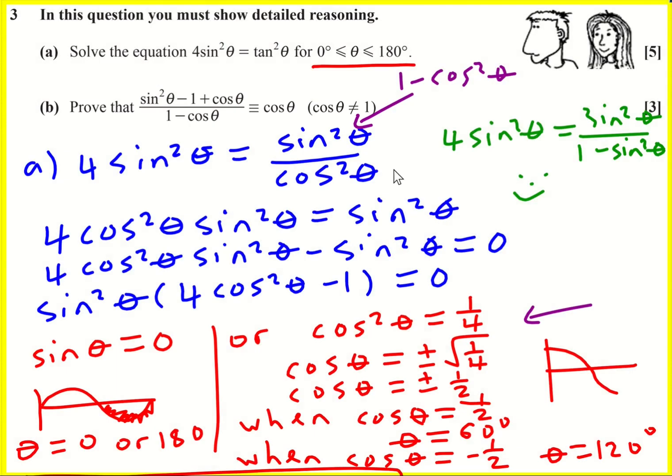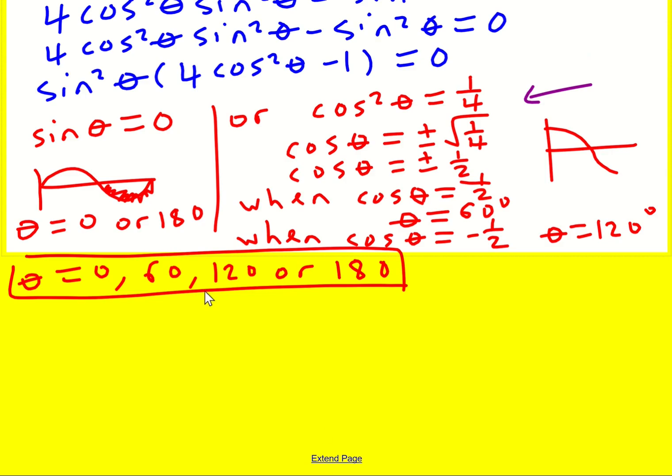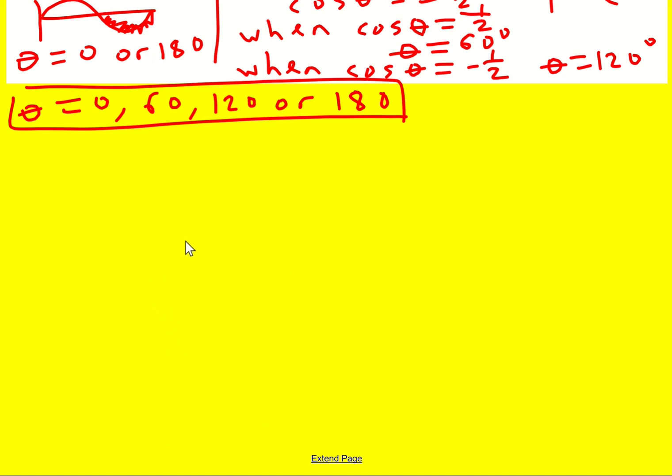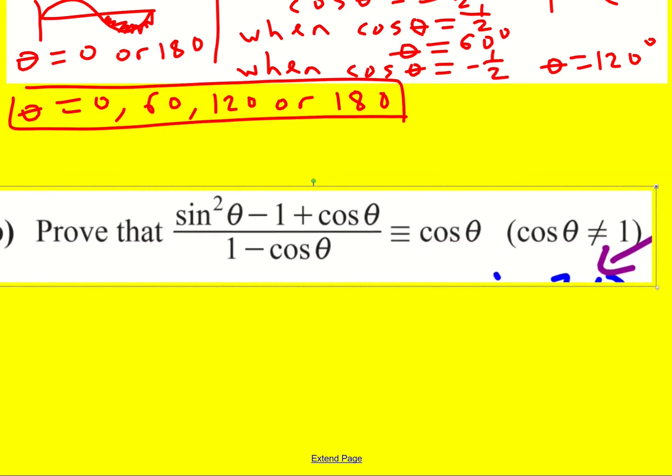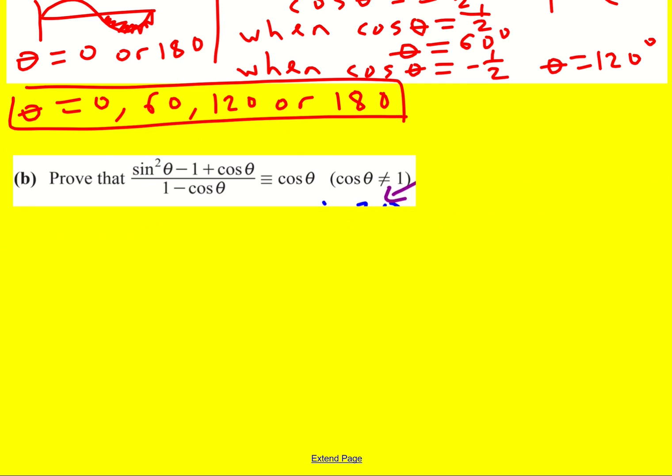All right, part B. This is a proof question. Okay, good practice for proof questions is to start from one side and get to the other side. Start from the complicated side and get to the more simple side.